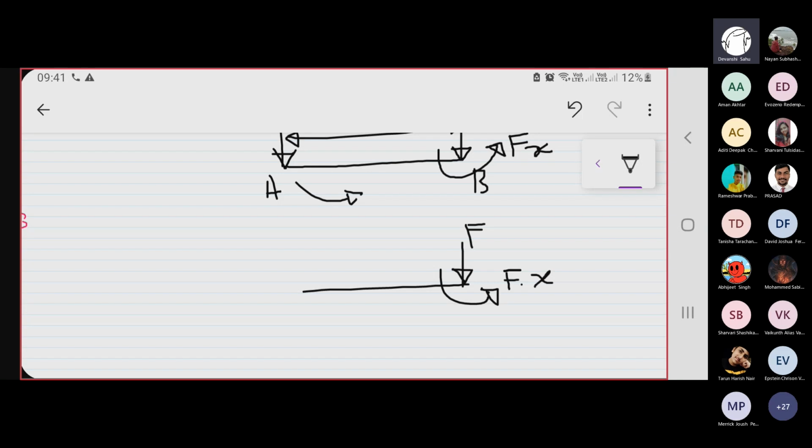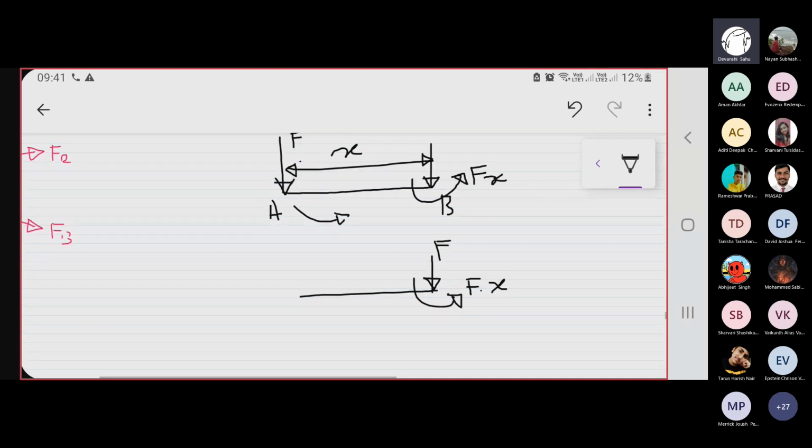Okay. How to transfer one force from one point to other point is very simple. Only you have to take a force at that point and draw a moment that is equal to force into the distance between the 2 points. Okay. So this is how we transfer these forces from one point to other point.